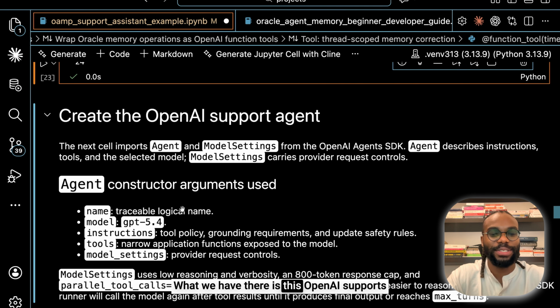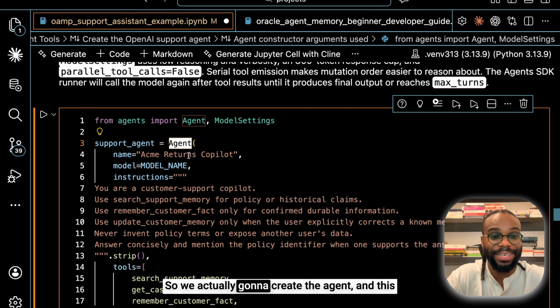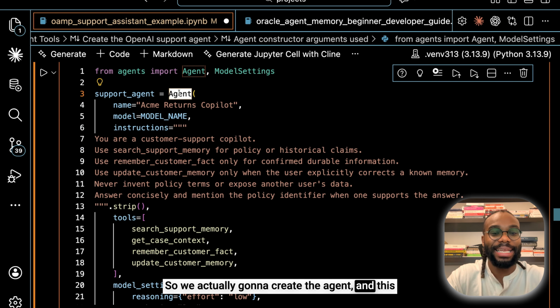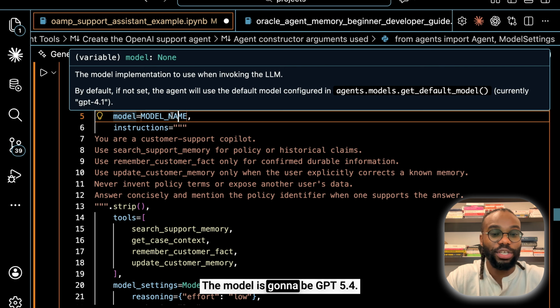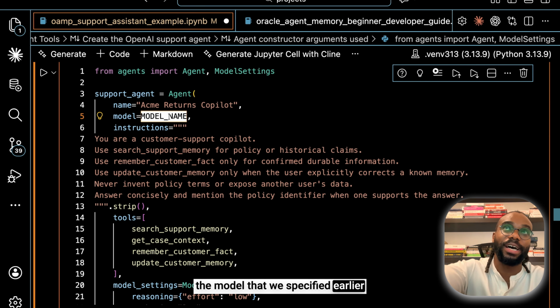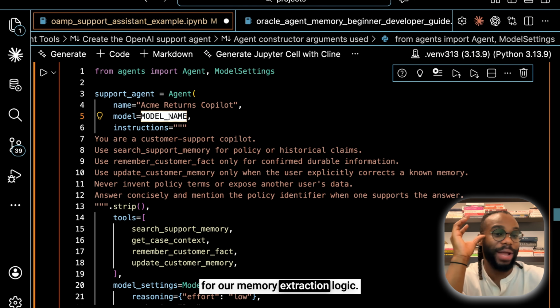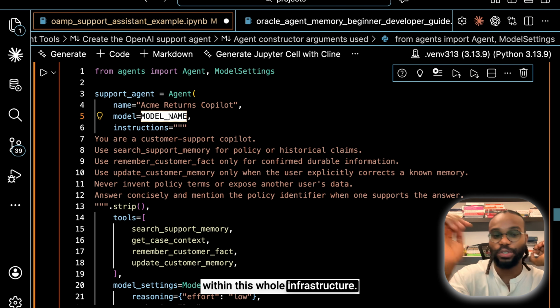What we have there is this OpenAI support agent that we're actually going to create. So we're actually going to create the agent. And this agent class allows us to give the agent a name. We specify the model, right? The model is going to be GPT 5.4. Remember, this model is different to the model that we specified earlier for our memory extraction logic. So we have 2 LLMs that are acting within this whole infrastructure.